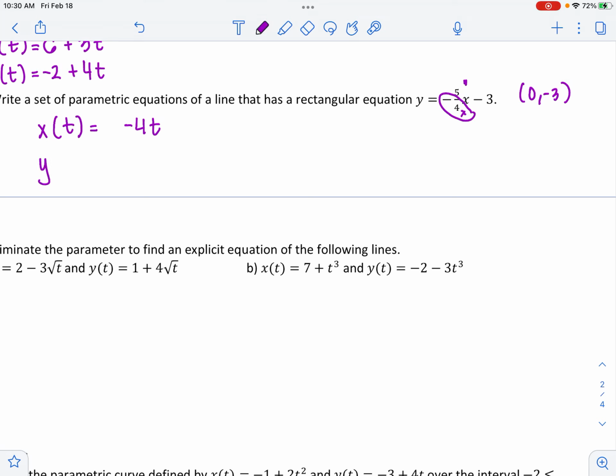And I'll say y of t is equal to, I have the y value of -3, and then I have the slope of 5. Notice I already used the negative, so I'm going to put plus 5t. So another possible answer is making that positive and making this negative right here. So that's another possible answer, but I'll stick with the one I started with.